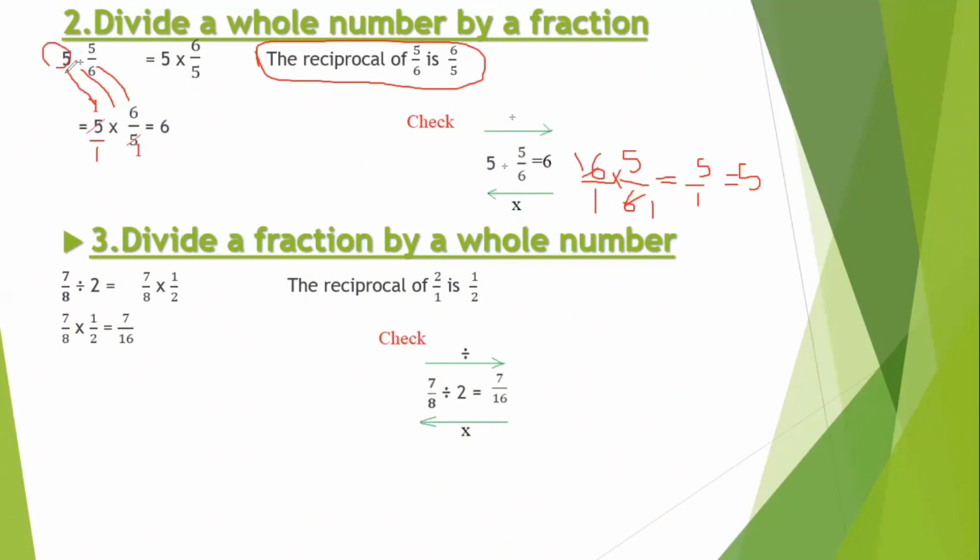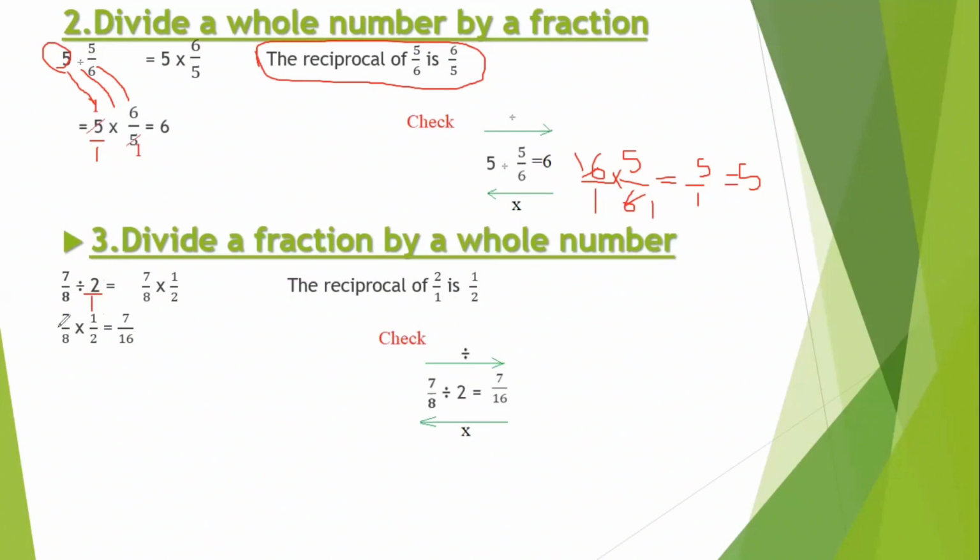The same number. Number 3, how can I divide fraction by a whole number? 7/8 is a fraction, and 2 is a whole number. I can change it to be a fraction. We know that when I divide by 2/1, equal the same answer if I multiply by 1/2. So let's change. I'll keep the first fraction, 7/8, then change the sign, then flip 2/1 to be 1/2.